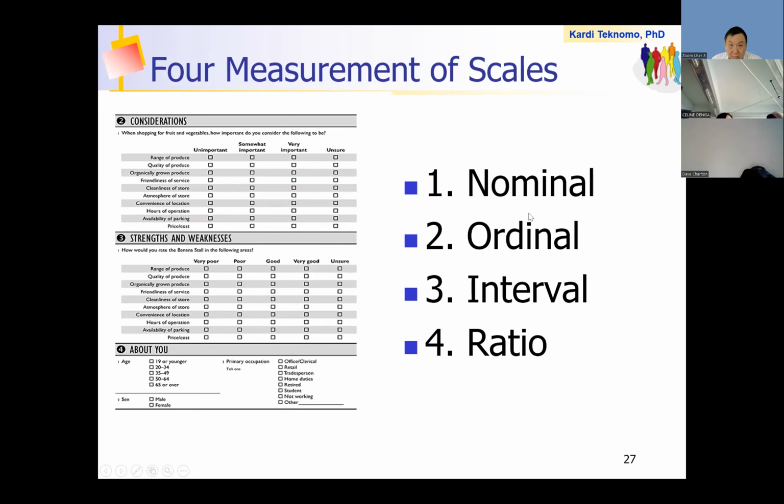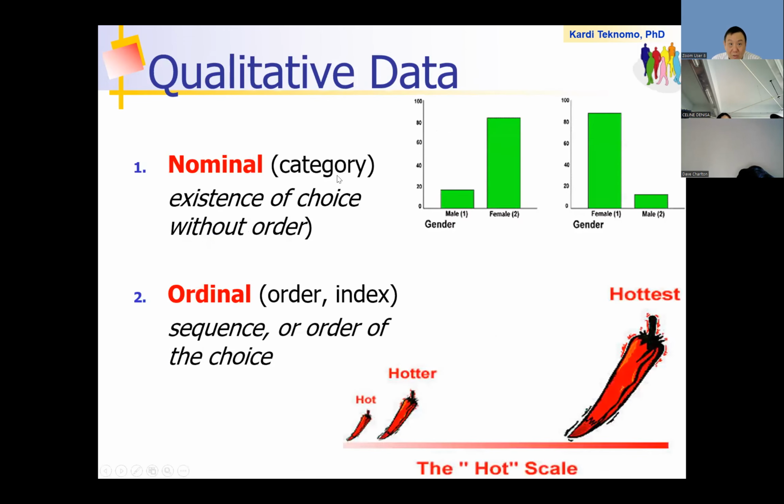Okay, so let's discuss one by one so that you will know. Nominal data is called category. It just consists of the choice without the order. For example, gender: male and female are nominal data. The color are nominal data. Zip code is actually nominal data.